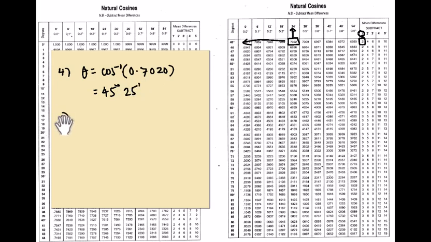Let's take one more final example. Say theta is equal to tan inverse of 0.6291. Pause the video and try to find the answer. It's going to be 6293, and the mean difference is 2. If I subtract 2, it becomes 6291. So it is 51 degrees, and this is 1 minute. I hope the process to find the inverse is very clear to you. It's very easy, right?